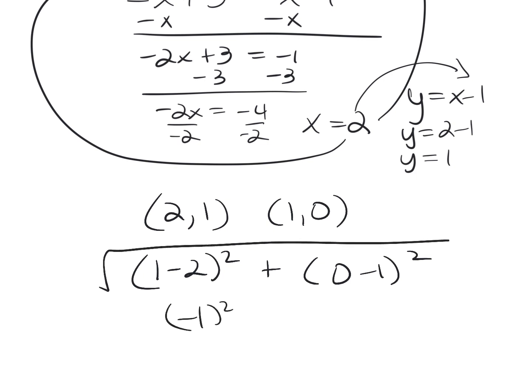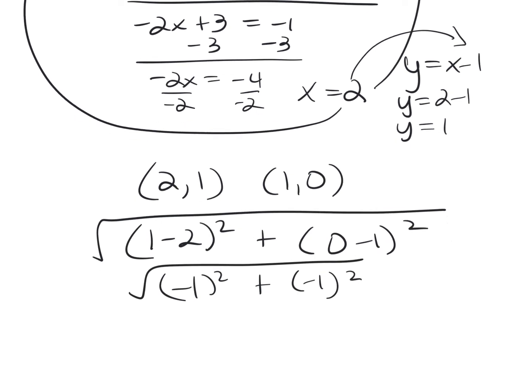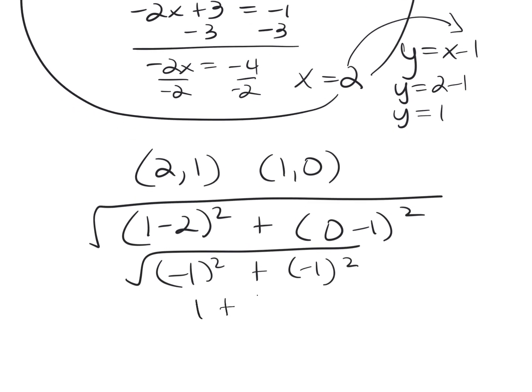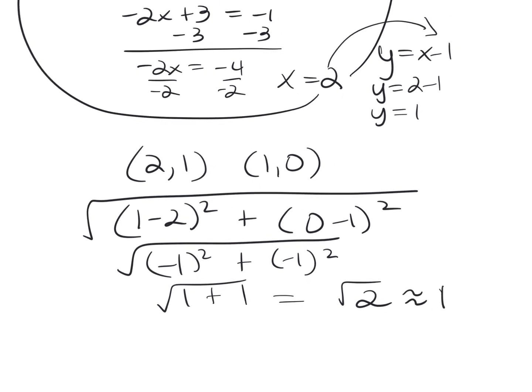Negative 1 squared plus negative 1 squared. Negative 1 squared is 1. 1 plus 1 is 2. So the distance in simplest radical form is the square root of 2. If this is a question on big ideas, you will round to the 10th place and 1.4.